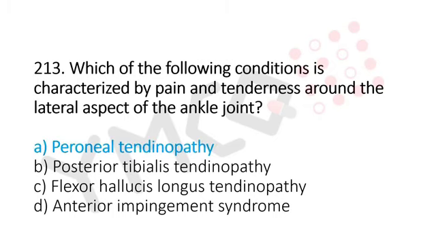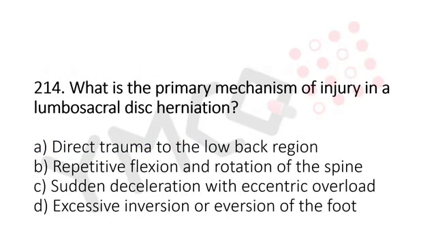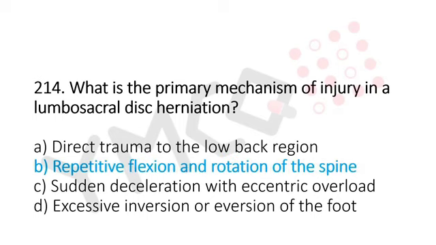Now let's move to question number 214. What is the primary mechanism of injury in lumbosacral disc herniation? Option A, direct trauma to the lower back region. Option B, repetitive flexion and rotation of the spine. Option C, sudden deceleration with eccentric overload. Option D, excessive inversion or eversion of the foot. And the answer is option B, repetitive flexion and rotation of the spine.